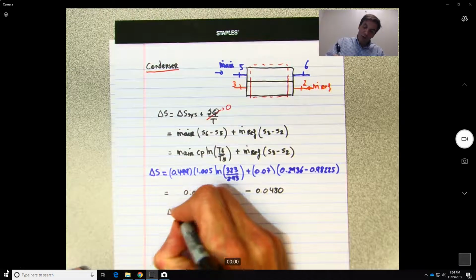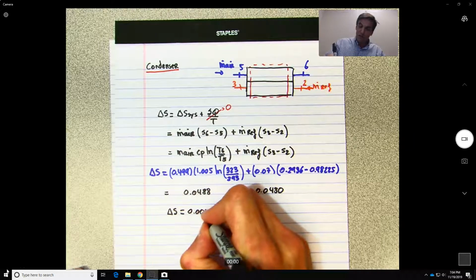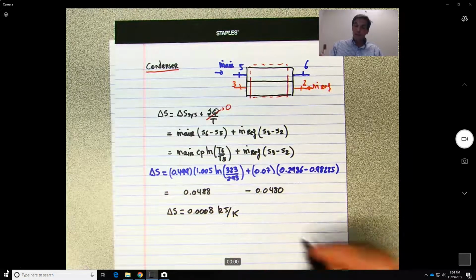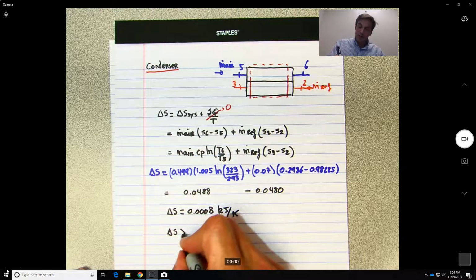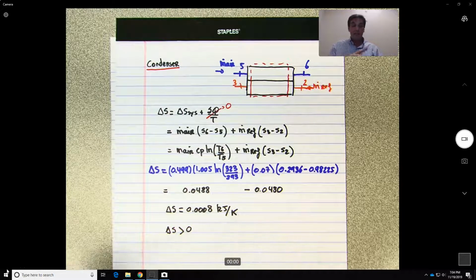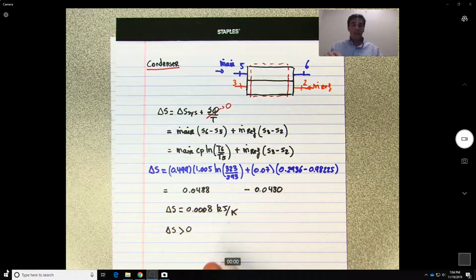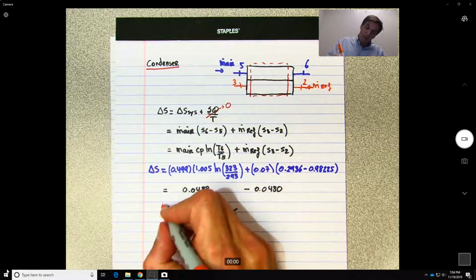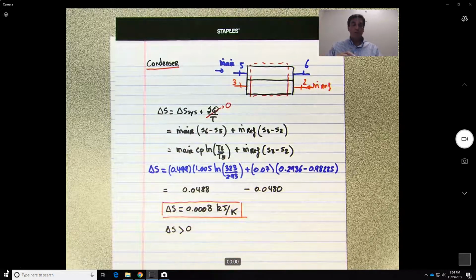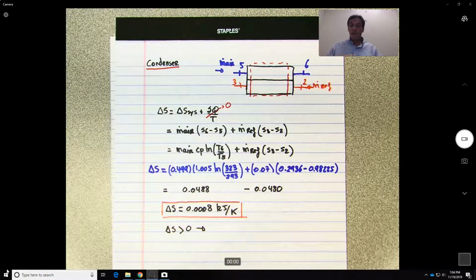So at the end, the total change you will see is very, very small. It's equal to 0.0008 kilojoules per degree Kelvin. And in order to be correct, this value can be equal to 0 or positive, but it can never be negative. One of the processes, yes, can be negative, but the overall can never be negative. It needs to be equal to 0 or higher than 0 because of the principle of increasing entropy of the universe.